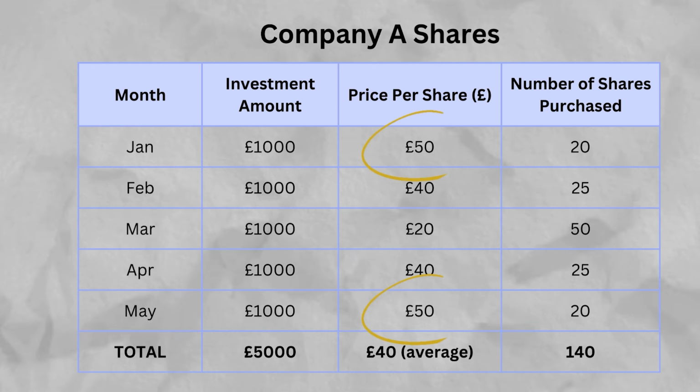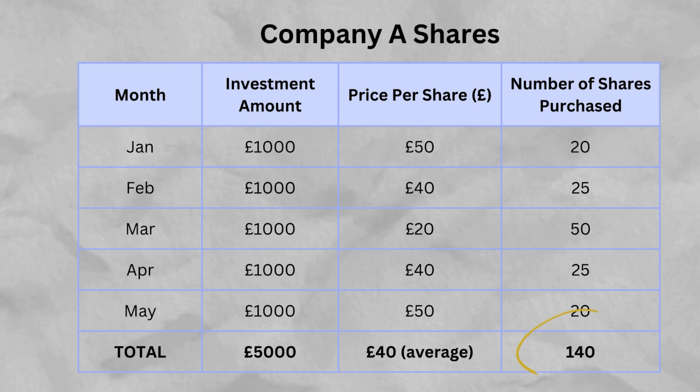But by the final month, the stock price would have eventually ended up at its original price of £50 when you started. What's really important in this example is that if you'd invested the lump sum of £5,000 on day one, you would only have 100 shares of company A in your portfolio. By dollar cost averaging, you were able to buy more shares with your money over a 5-month period, leaving you with 140 shares in total.